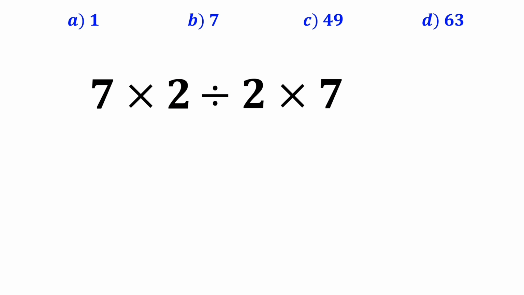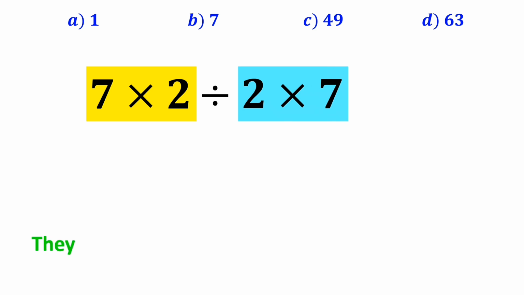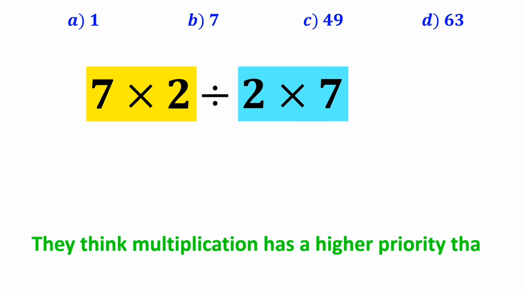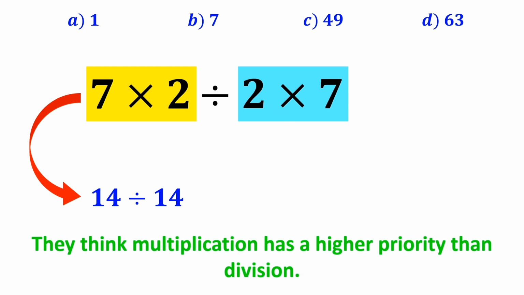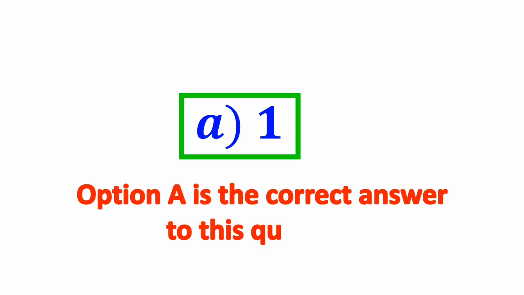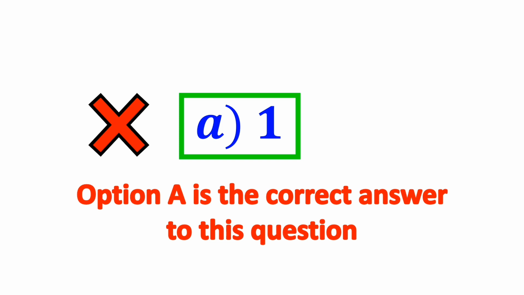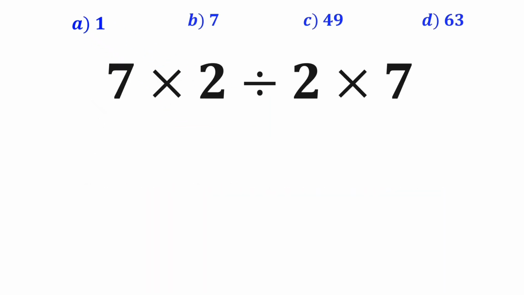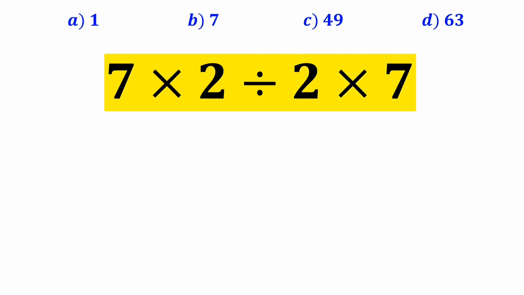The first step to solve this question, most people go for the multiplication between 7 and 2, and then the multiplication between 2 and 7, because they think multiplication has a higher priority than division. So, instead of this expression, they write 14 divided by 14, which gives them the answer 1. And without any hesitation, they immediately say that option A is the correct answer to this question. But that's definitely wrong. Now let me explain step by step how we should solve this expression.